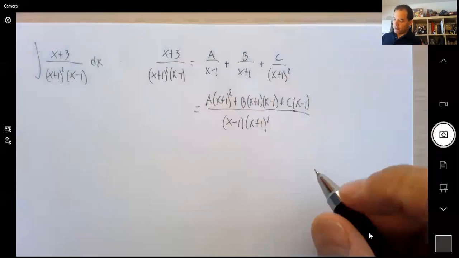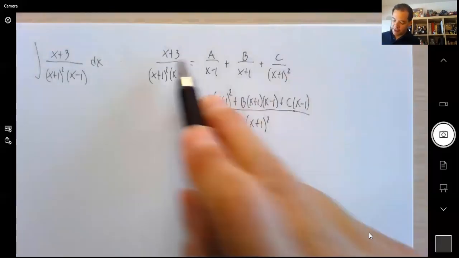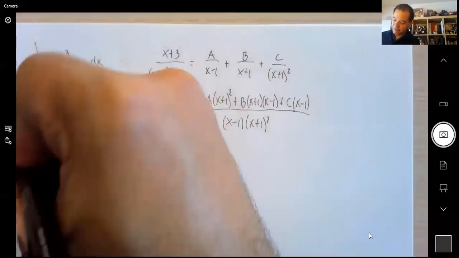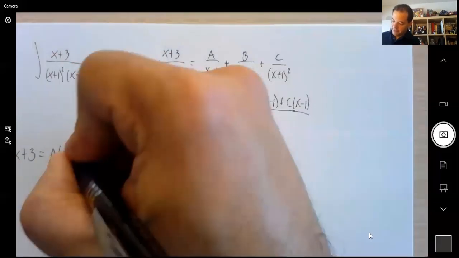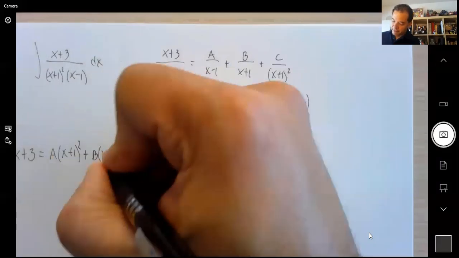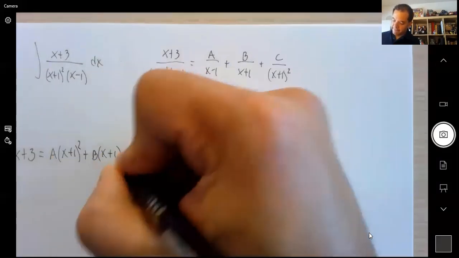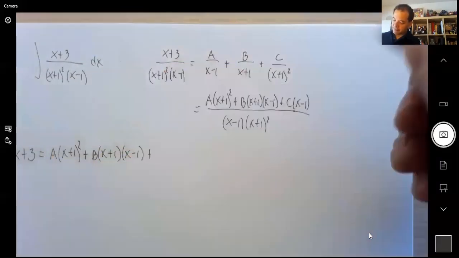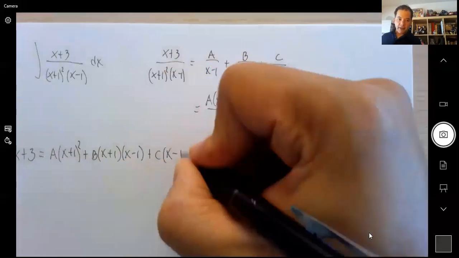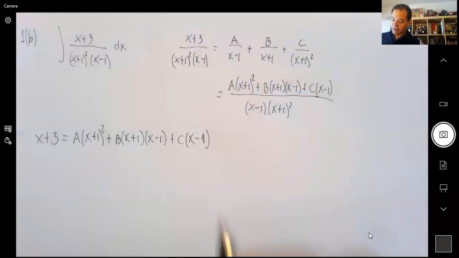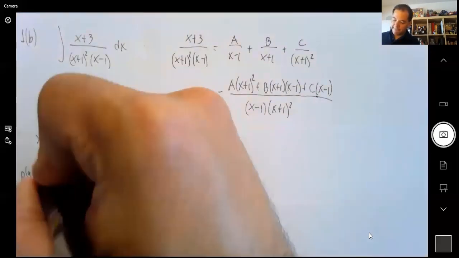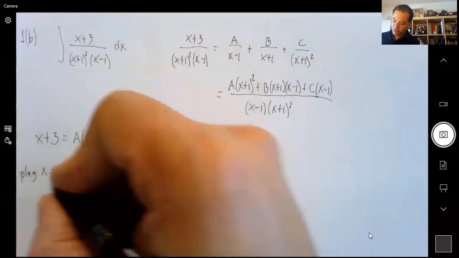So now the numerators have to match. So x plus 3 has to be the same as a times (x plus 1) squared plus b times (x plus 1)(x minus 1) plus c times (x minus 1). And here the good numbers to try are -1 and 1, because those are the ones that make this 0. So let's try 1. When you plug in 1, you get 4.